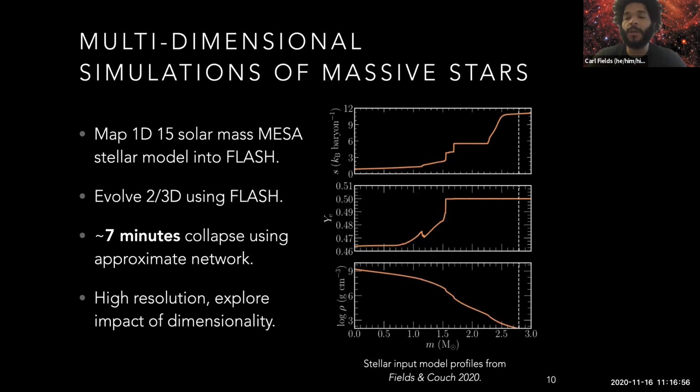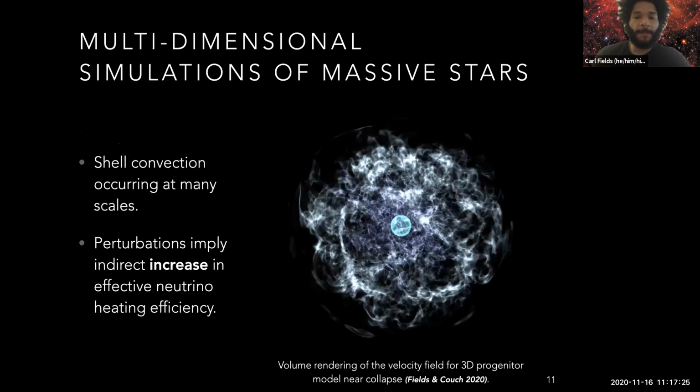On the x-axis is Lagrangian mass coordinate. So 0 means you're at the center of the star, and then you move outward in terms of enclosed mass for the stellar model. Then you have entropy, electron fraction, and density on the bottom. This model is not particularly interesting, and that's what we were going for. We're trying to go for a pretty typical 15 solar mass model, just showing that here for completeness.